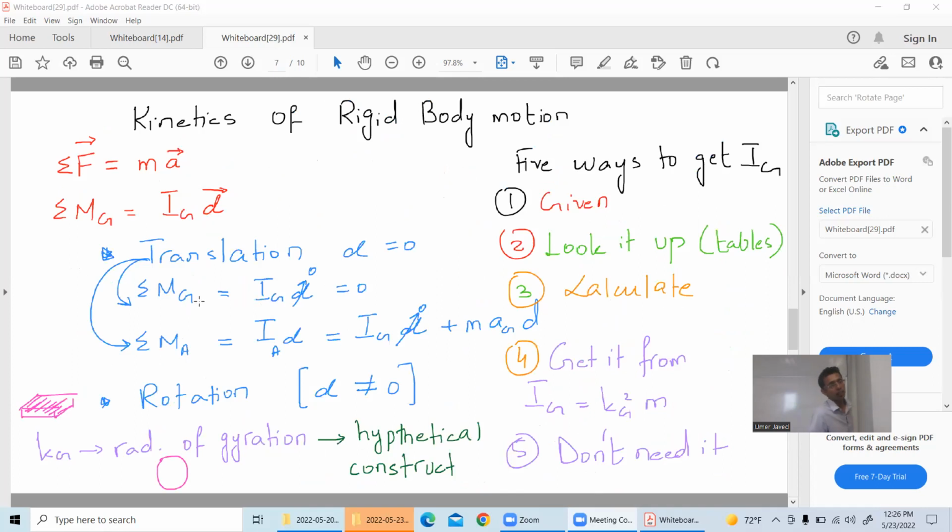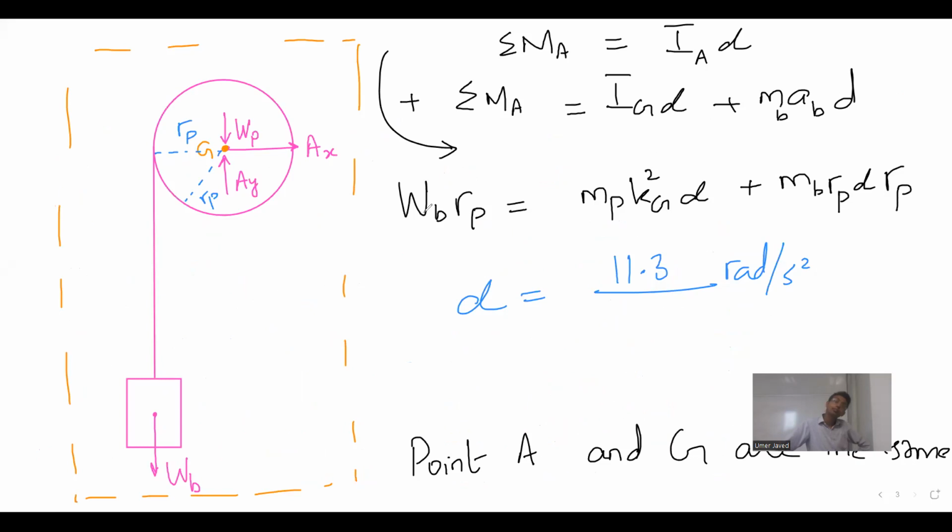Okay, look, I did explain last time that when I'm doing summation of moment about the center of mass, that is Ig alpha. But when I'm talking about point A, if I want to convert it into G, then it becomes something like this: Ig alpha plus MAGD. Mate's question is, but point A and G are the same thing. Mirj is right, by the way.